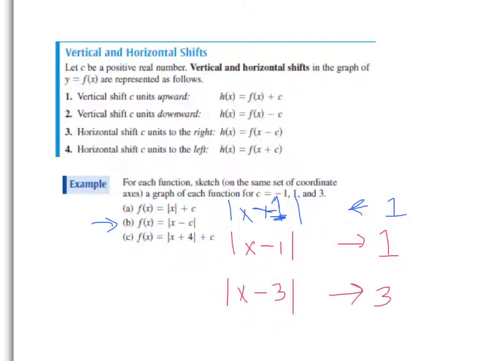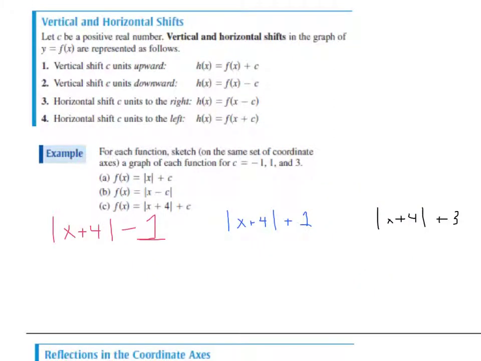Now, pause it and try C on your own, and when you hit play, I'll go to the next slide and I'll let you see what you should have gotten. And this is what you should have gotten if you did the graphs correctly.